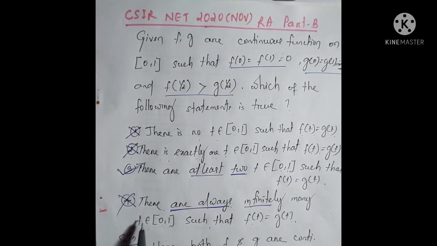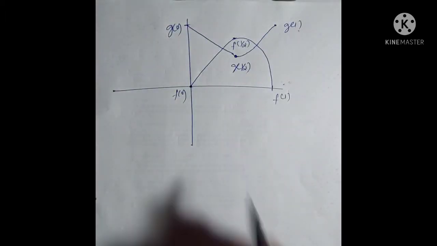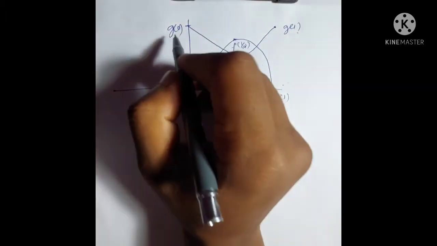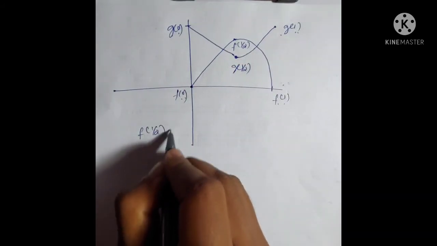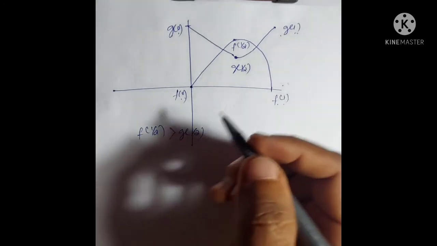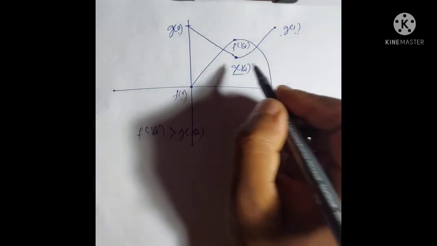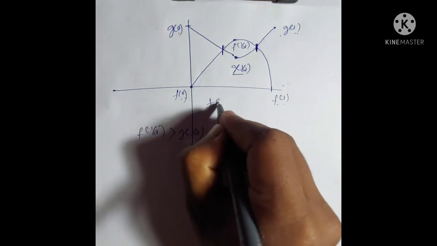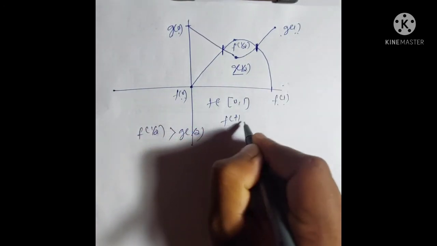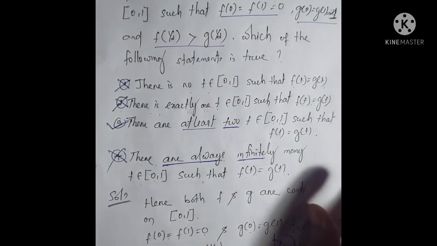And option 4 is not true because it says there are always infinitely many t in [0,1] such that f(t) = g(t). If we plot the graph, here is f(0) and here is f(1), and here is g(0), here is g(1). Now f(1/2) > g(1/2) means f(1/2) is above g(1/2). If we plot the graph, we find exactly 2 t in [0,1] such that f(t) = g(t). So for this reason option 4 is not true.